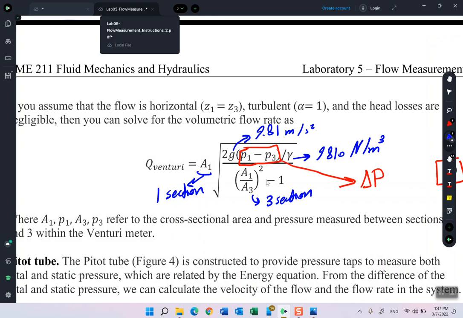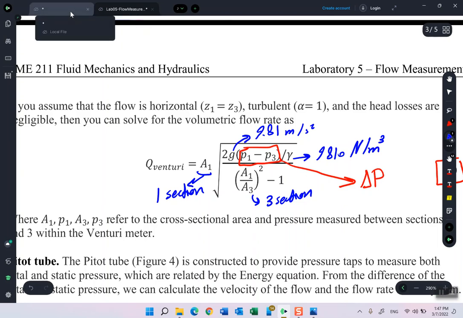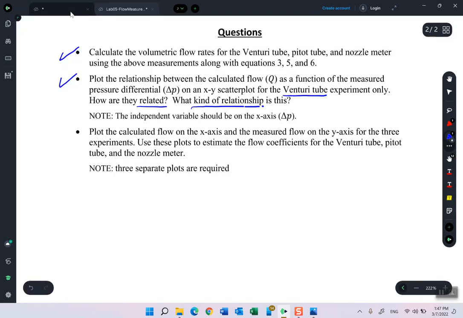Direct. Yeah, it's direct. Exactly. Why? Because delta B is in the numerator of this equation. This means that when delta B increases, Q will increase. There is no other way. So this is the answer to the first question: they are directly related.